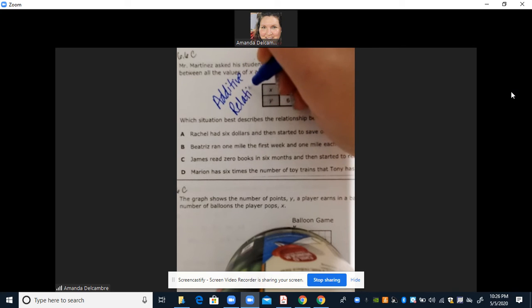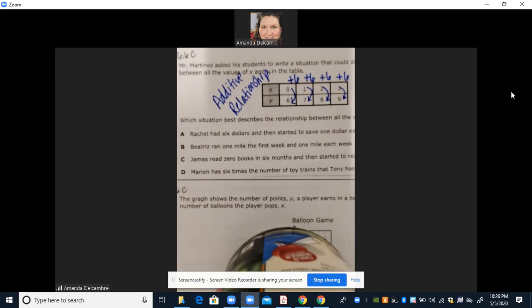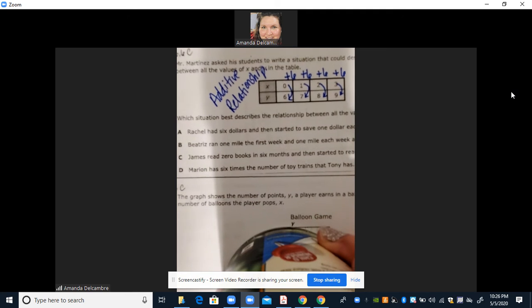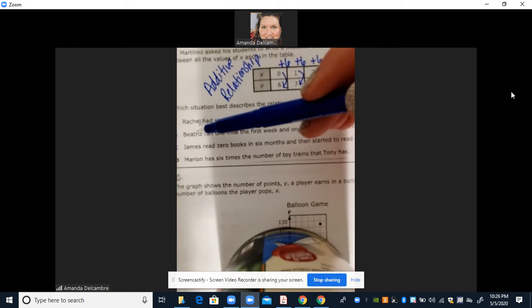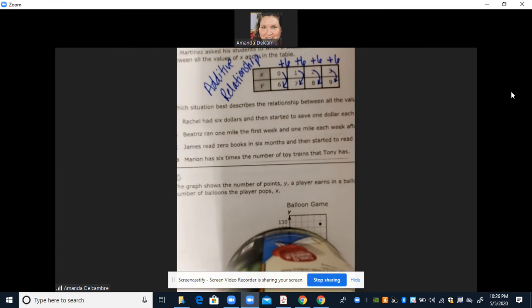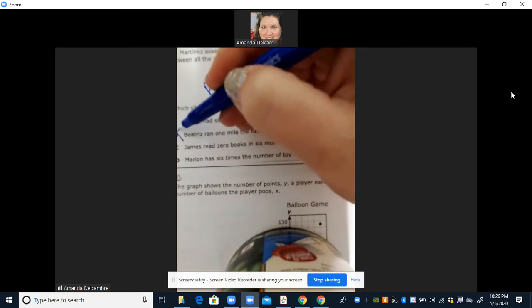Okay. So remember, in the back of your mind, it's additive. So let's read and see which one sticks out that it's additive. So Rachel had $6 and she started to save $1 each week. Okay. Beatrice ran 1 mile for the first week and then 1 mile each week after that. Well, that doesn't make any sense because if this was weeks and this is miles, well, 0 weeks, where was that? So this could not be our answer.